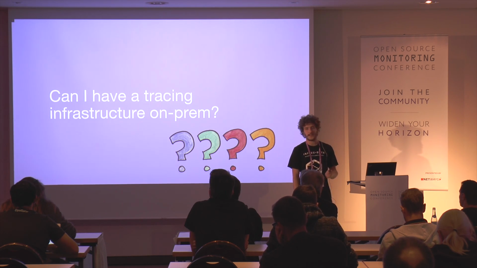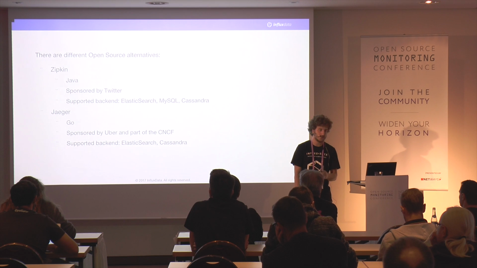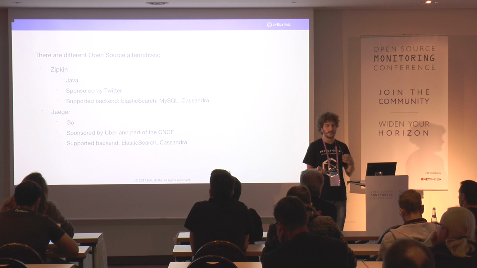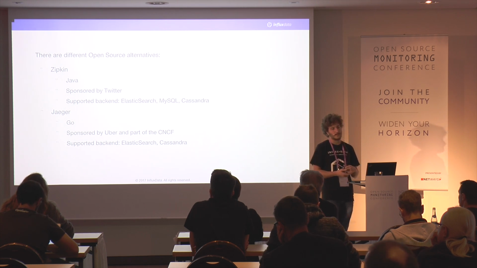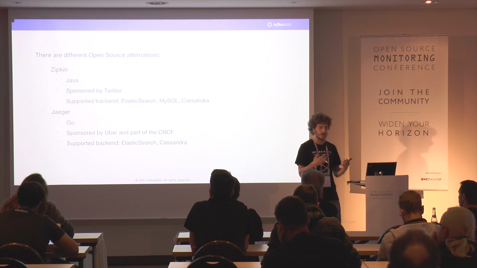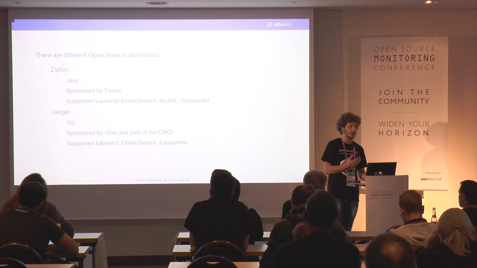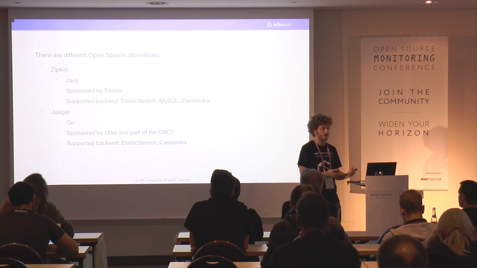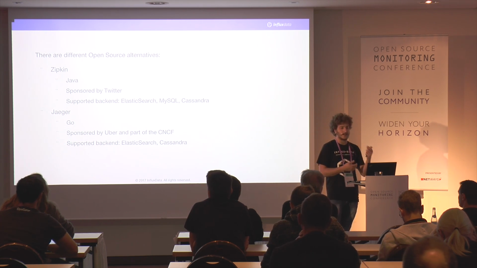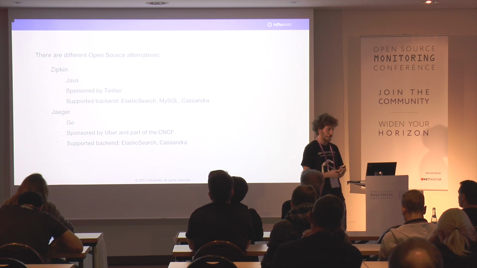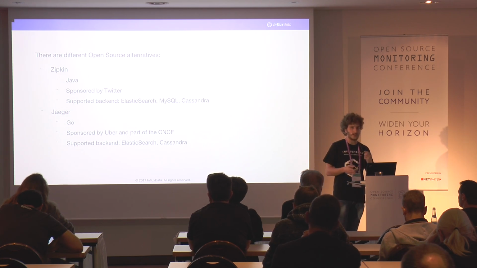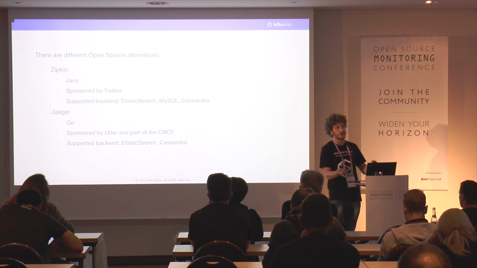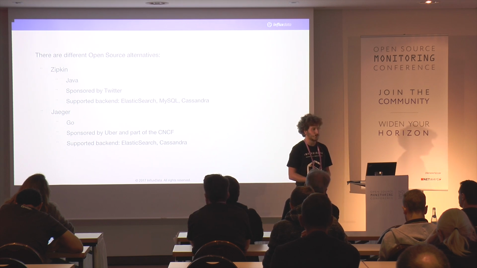Can I have a tracing infrastructure on-prem? Yes. There are open source alternatives too, like Zipkin in Java and Jaeger in Go. Jaeger is provided by Uber. Uber started it, and they donated it to CNCF. So if you are Go friendly and you're looking for Elasticsearch or Cassandra backends, you can use Jaeger. Zipkin is in Java, and it also supports MySQL, if you are a MySQL person. Obviously, all these tools have an abstraction, so you can implement an interface and have your storage tied to it, but it requires some work.